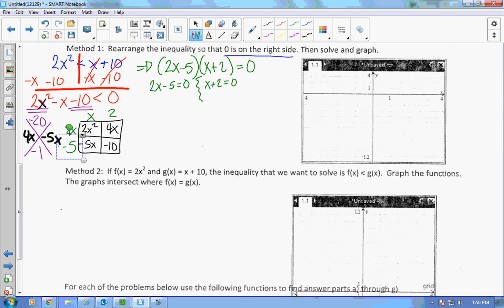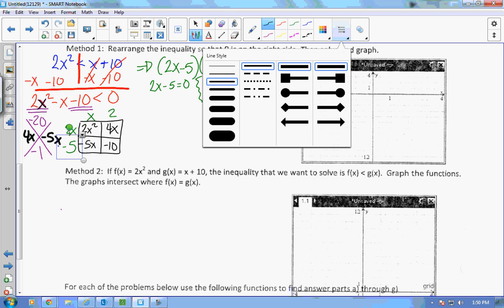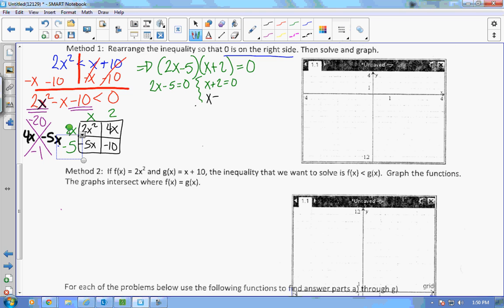Okay, the one on the left is pretty easy, right? You can just see it. The one on the left is x equals negative 2. The one on the right, you have to do a little bit of work. Some people can see it, others need to do a little work. We add 5, 2x equals 5, divide by 2, so what is x going to be? 5/2, which is the same as 2.5.